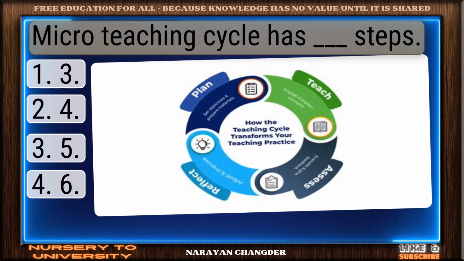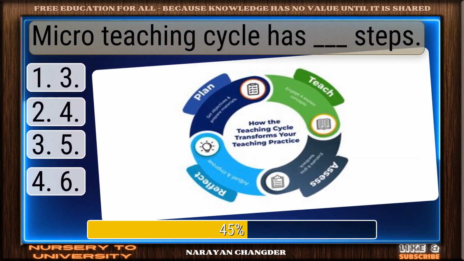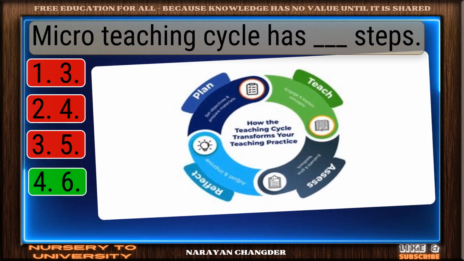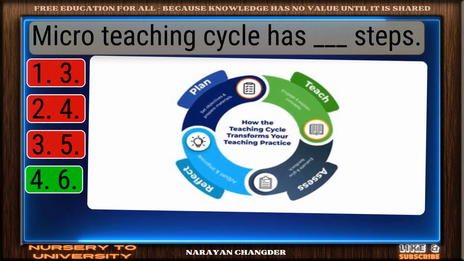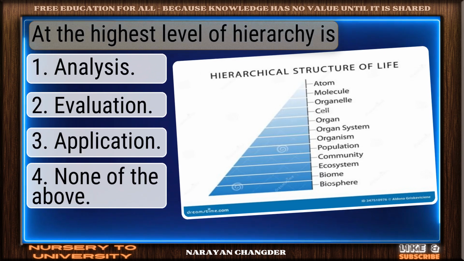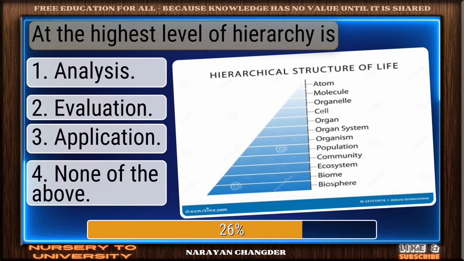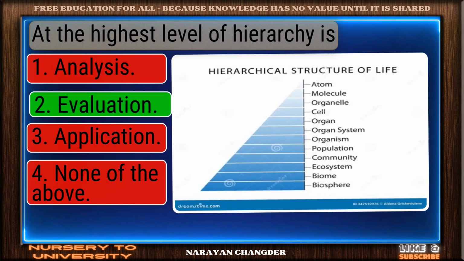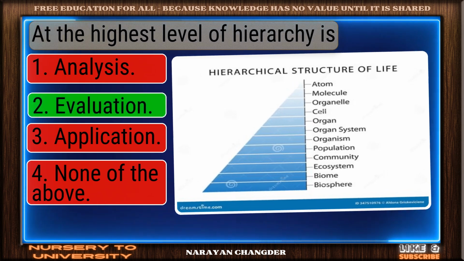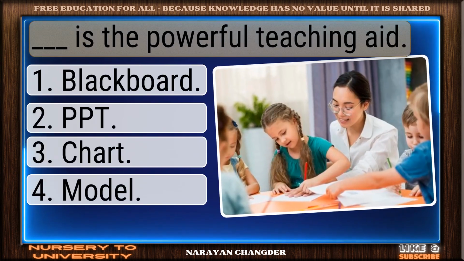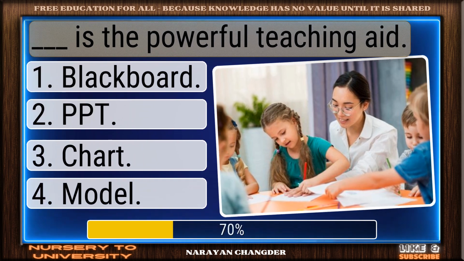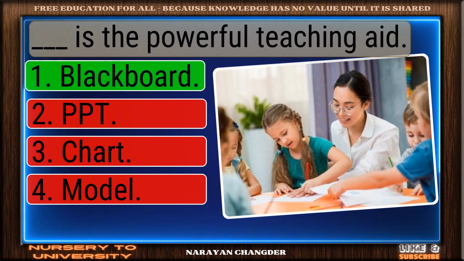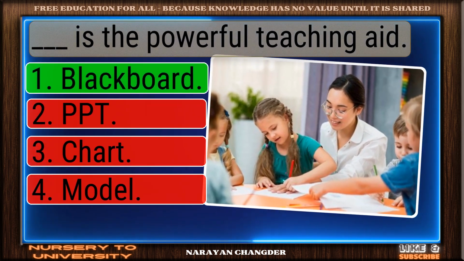Micro-teaching cycle has dash steps. Nice work. You chose 6, and it is correct. At the highest level of hierarchy is. Nicely done. Evaluation is a solid answer. Dash is the powerful teaching aid. You got it. Your choice, Blackboard, is right.